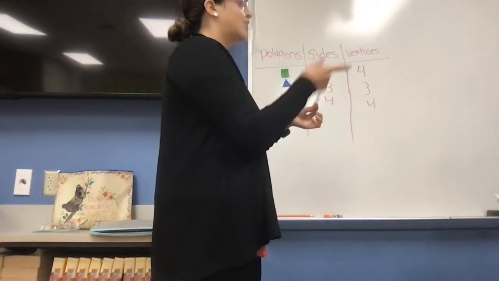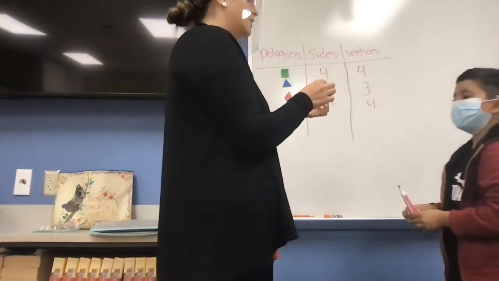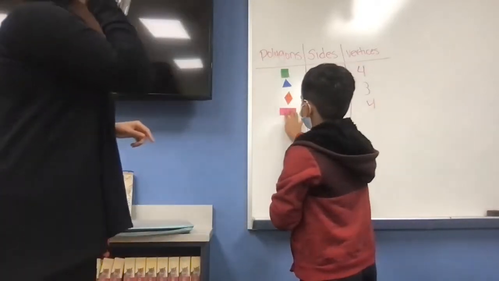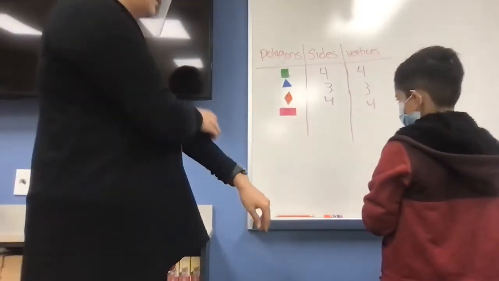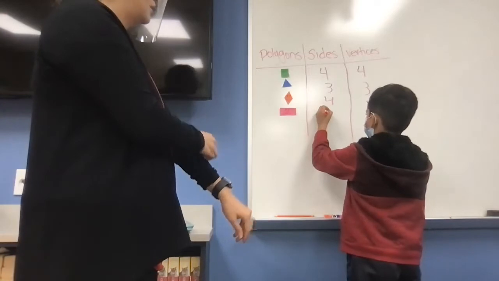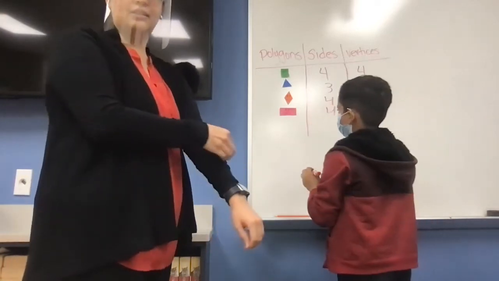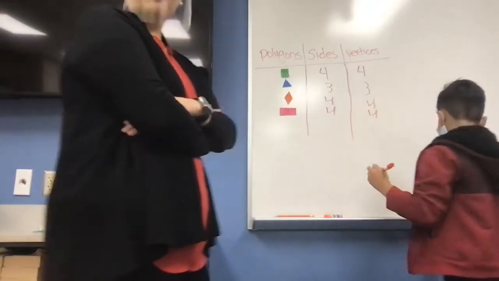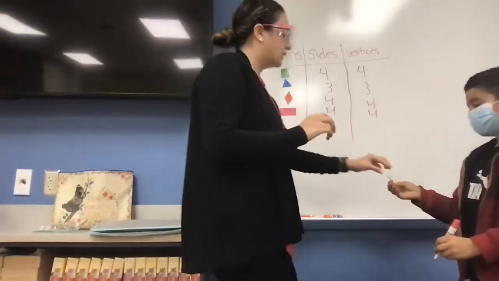A rectangle. Say rectangle. Rectangle. Good job. Go ahead and put it right there. And now, how many sides does it have? And the vertices. Good job. You saved the best for last.